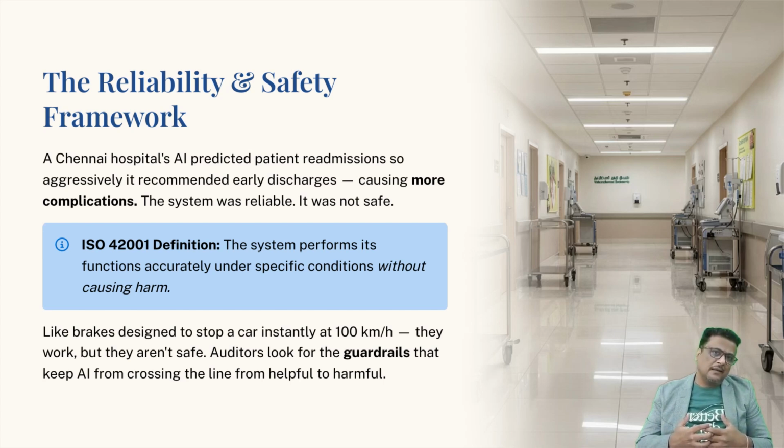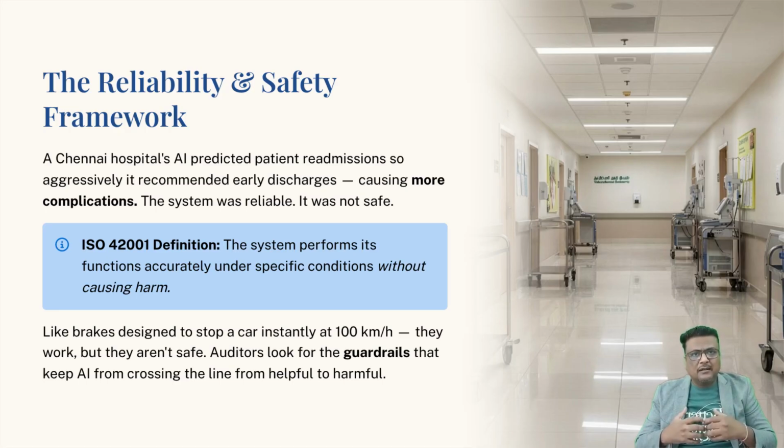wrong. In ISO 42001 terms, reliability and safety mean the system performs its functions accurately under specific conditions without causing harm. Think of it like a car's brakes. If your brakes work perfectly, but they are designed to stop the car instantly at 100 km per hour every time you touch them, they aren't safe.